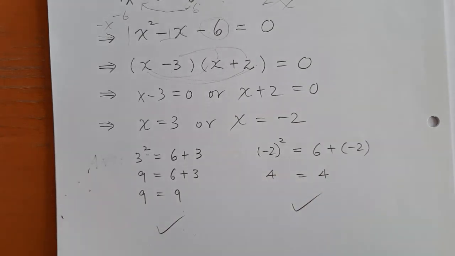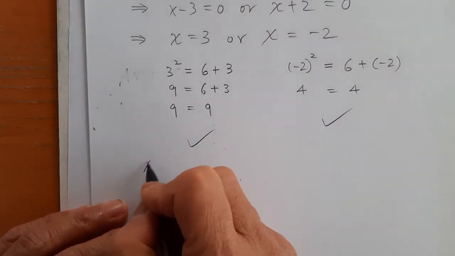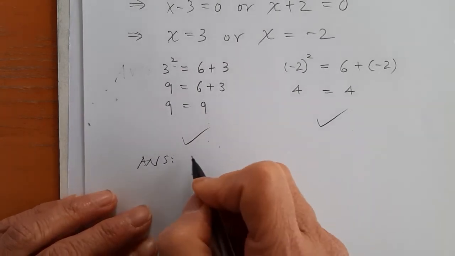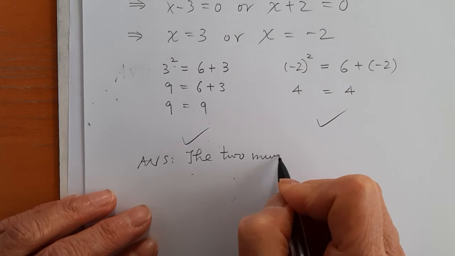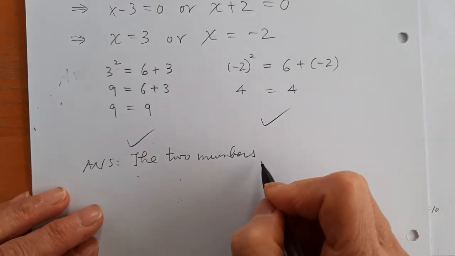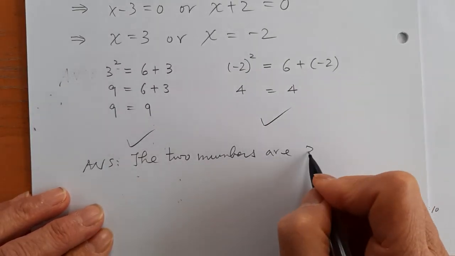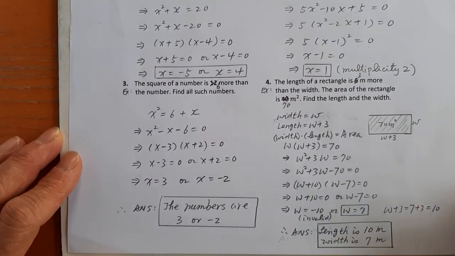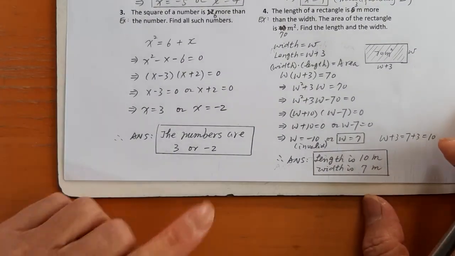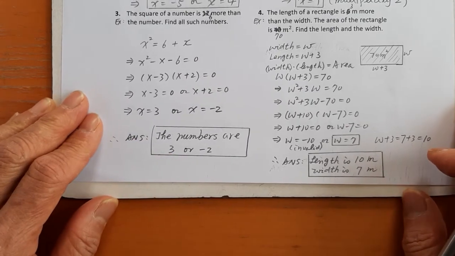It's equal, it checks. So then answer the two numbers. The numbers are 3 or negative 2.